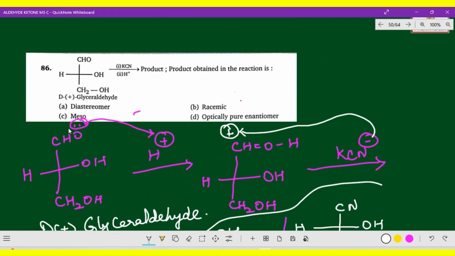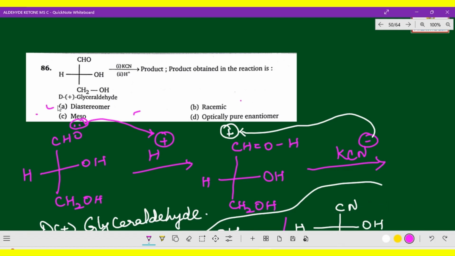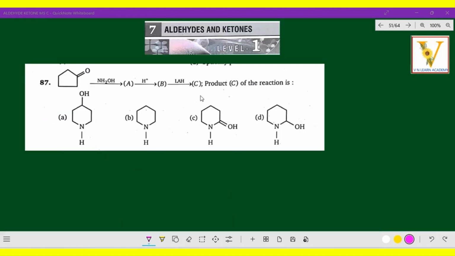Meso means both halves are the same, so that we cannot identify over here. Here it is just the opposite, so only diastereomers are possible. Meso is achiral, but here we cannot bring that point of achirality. I hope you got the clarity. Let us go to the next question. So A is the correct option.